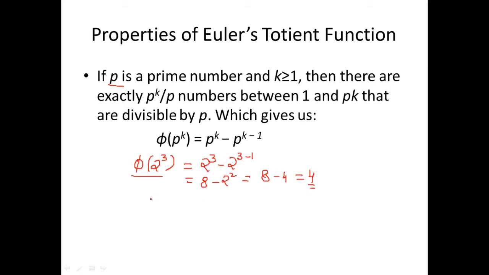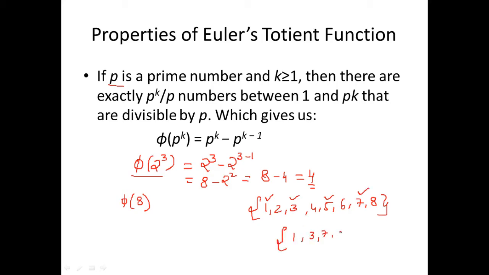If you want to verify this, you can very well verify this. What is phi of 2 power 3? That is nothing but phi of 8. For that we have to write the entire set. So 1, 2, 3, 4, 5, 6, 7 and 8. So in this set, how many numbers have a GCD of 1 with 8? So you have 1, you have 3, we have 5 and we have 7. So how many numbers do we have here? 1, 3, 5 and 7. So the result is actually 4.